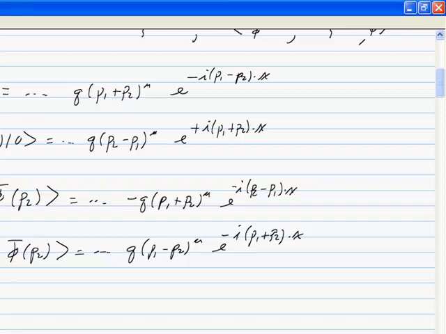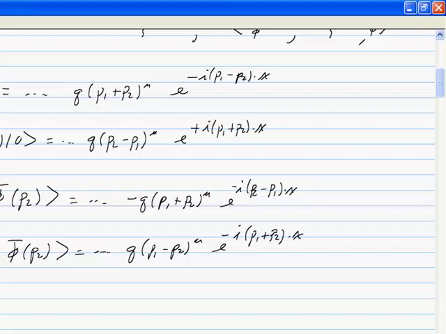One is I can cross this phi from here into the final state, so phi bar becomes phi, and I flip the sign on P1. So P1 comes now with a positive sign, P2 remains with a negative sign. Or I could have done it from this one here, flip this into the initial state, changing the sign of P2. Okay, so it hangs together, it's consistent.